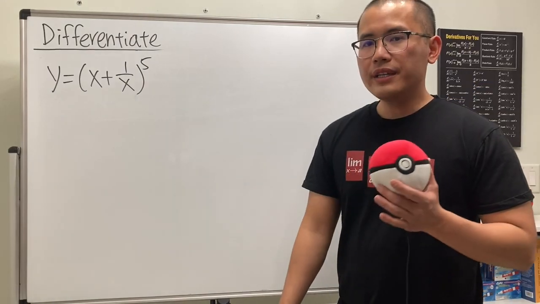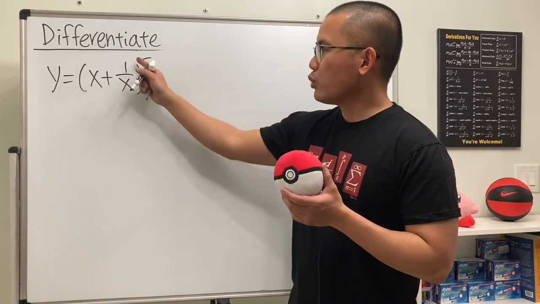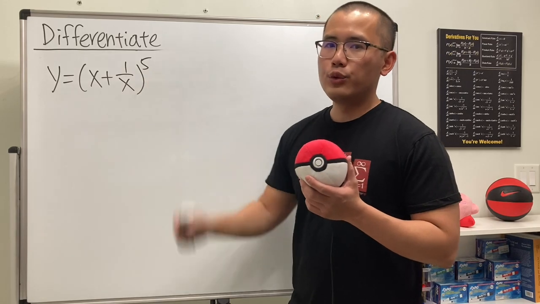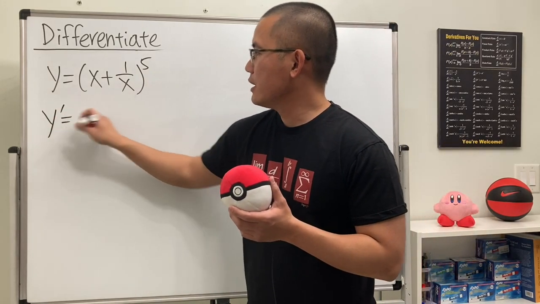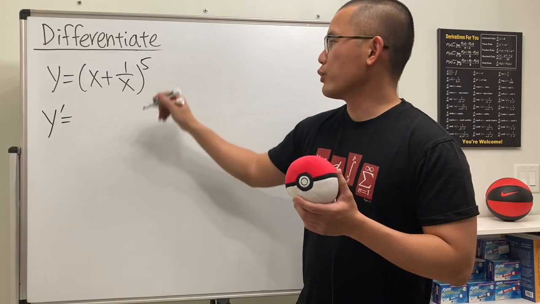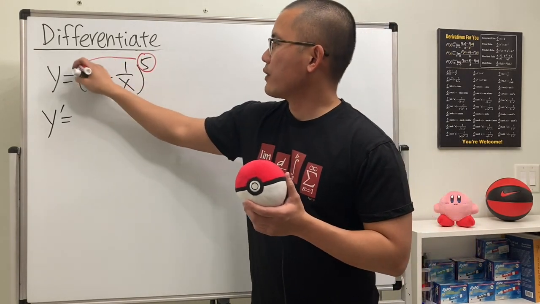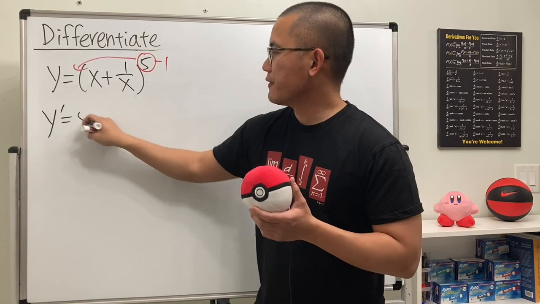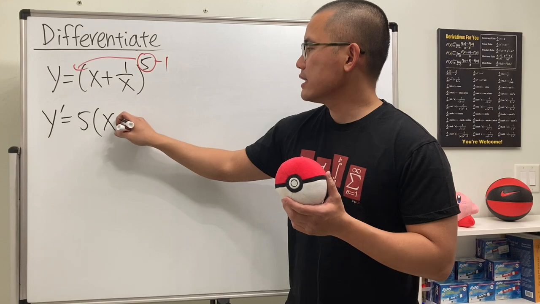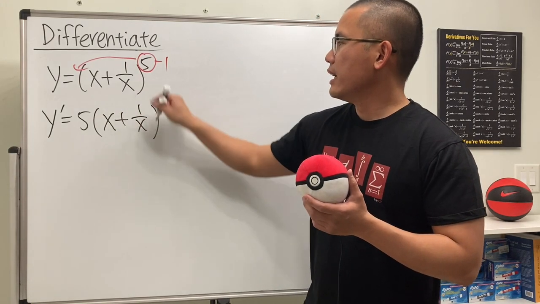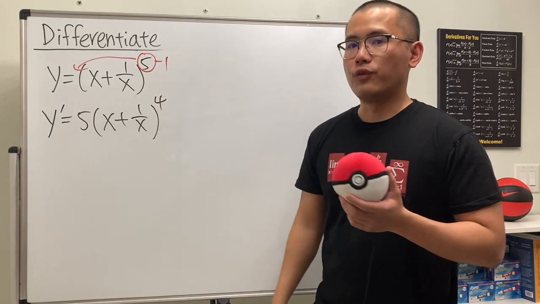Like this. Okay, let's see how we can differentiate (x + 1/x) to the 5th power. Well, let's just go ahead and write down the answer for this. Firstly, we will have to use the power rule, right? Bring the power to the front and then minus 1, so we get 5 parentheses, and the input stays the same, so we keep it x + 1/x. And then we will have that to the 4th power.